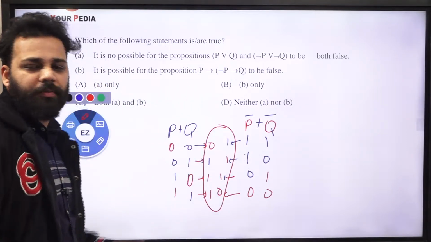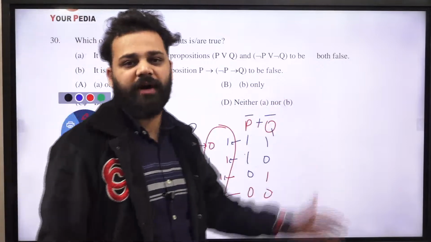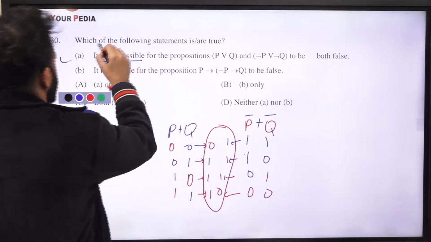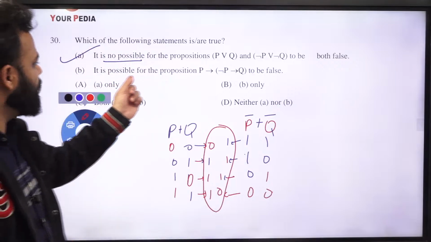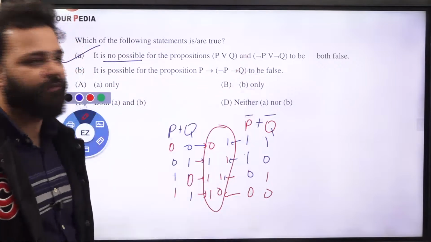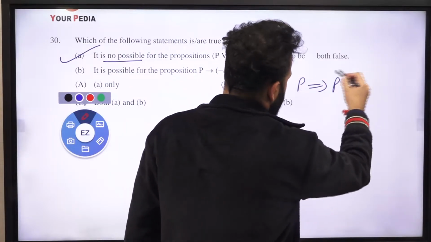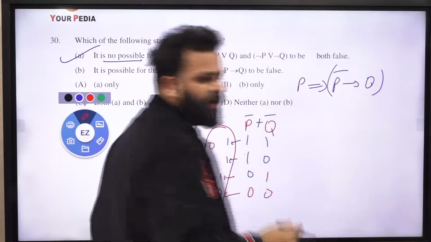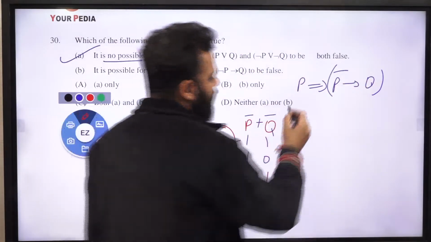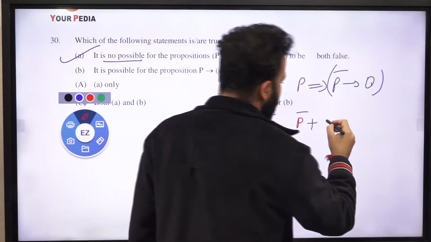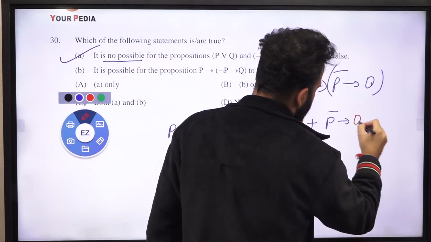So there is no case possible when both of them are false. So there is no case possible which is true. It is possible for this proposition to be false. So if you solve this, the proposition given is P implication negation of this. If I open this proposition, it will say P bar plus whatever is on the right side of the implication. P bar implies Q.